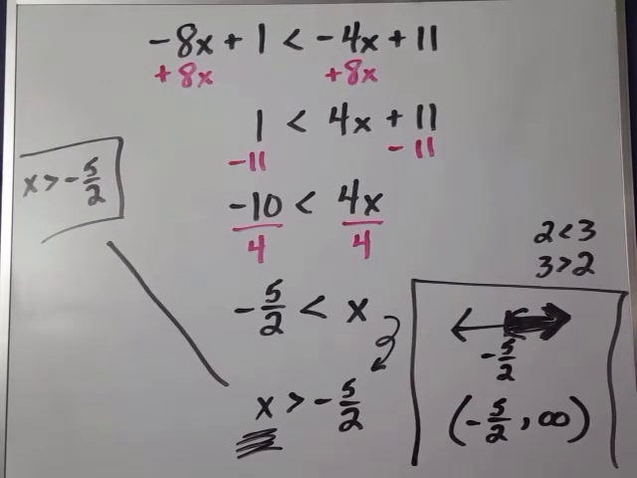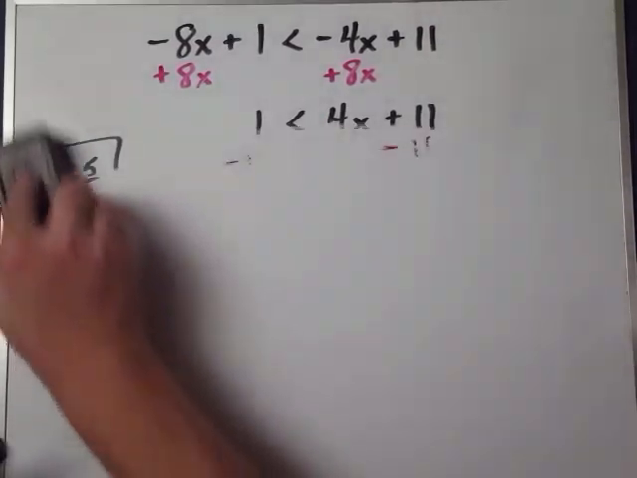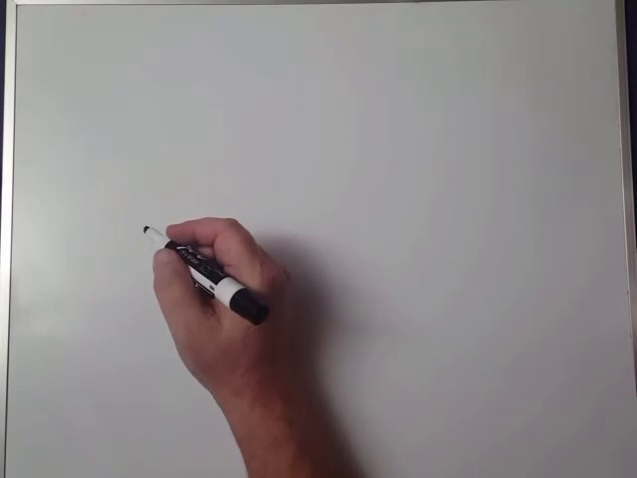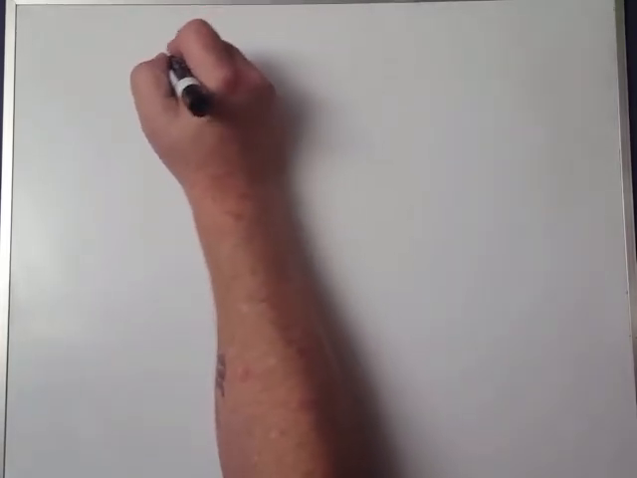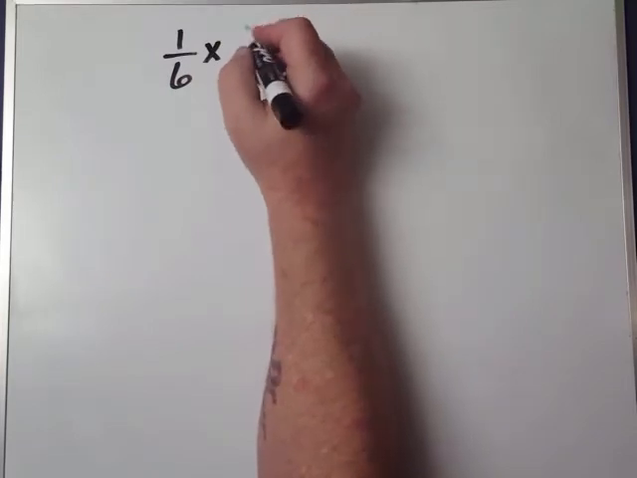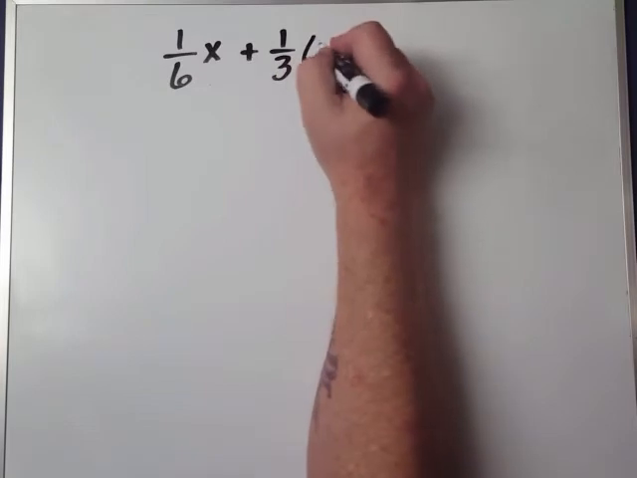Let's have a look at number 62. Solving inequalities is just like solving equations, with one exception. When you're solving an inequality, if you multiply or divide both sides by a negative number, you must switch the sense of your inequality.